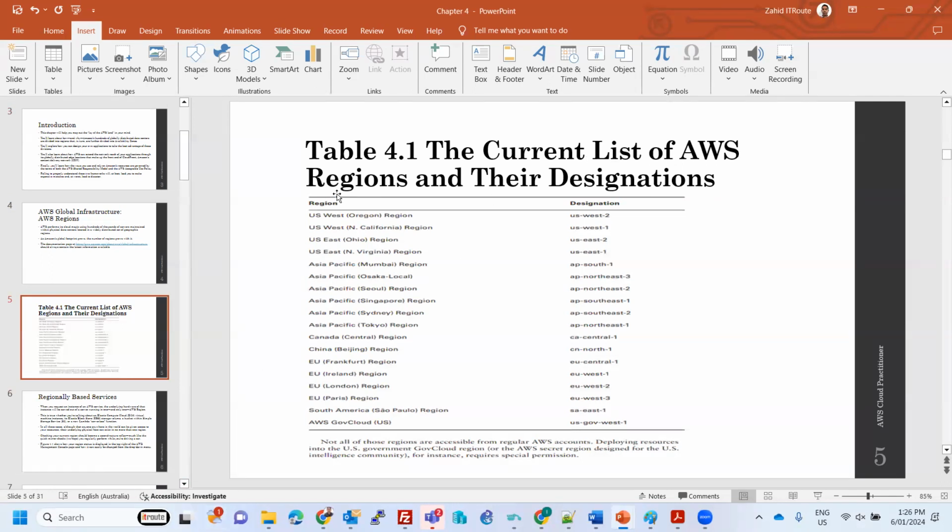The current list of AWS regions and their designations. US West is called US West 2. US West, North California region, is US West 1. In this way, let's say US East, we call it North Virginia region, US East 1, right? That's the kind of designation we have. They are all regions, and each region has a short name, a short ID called a designation.